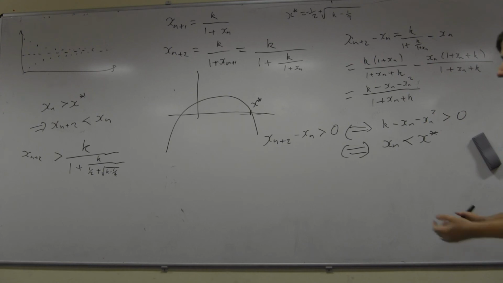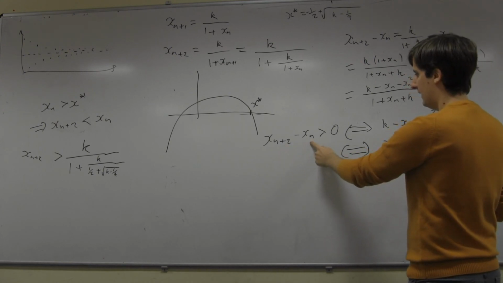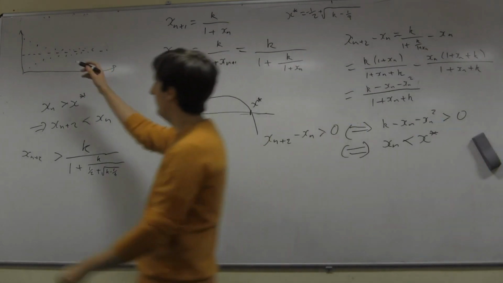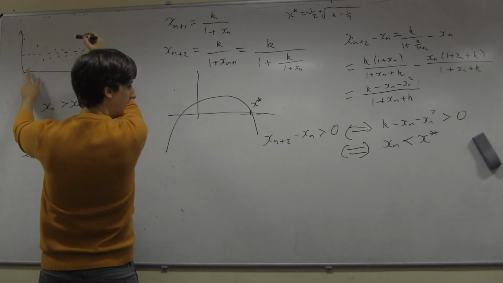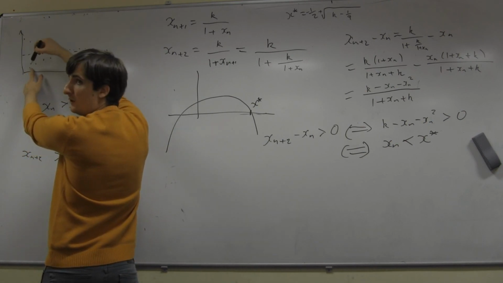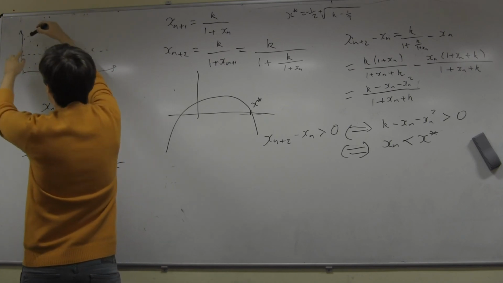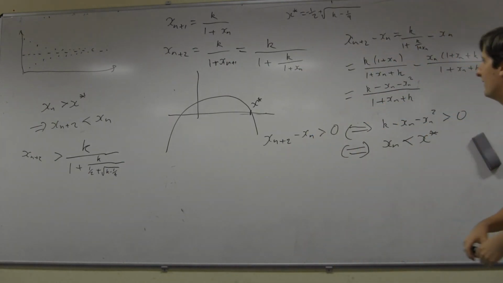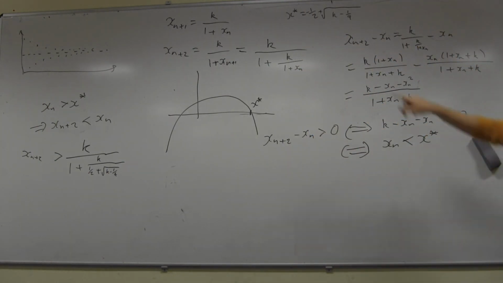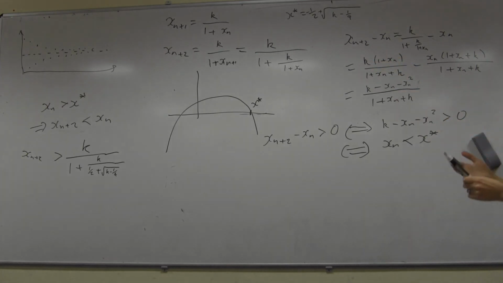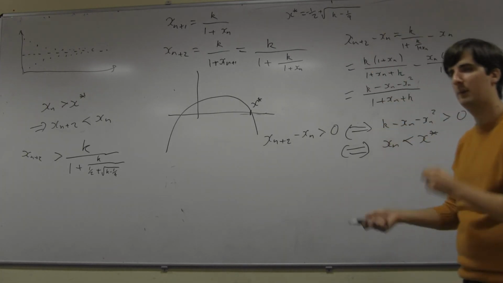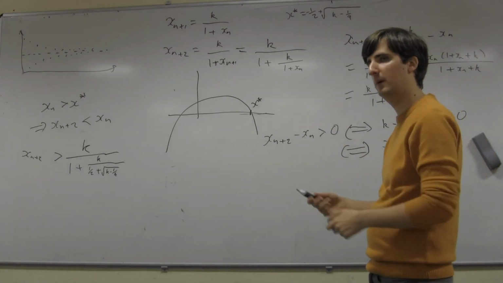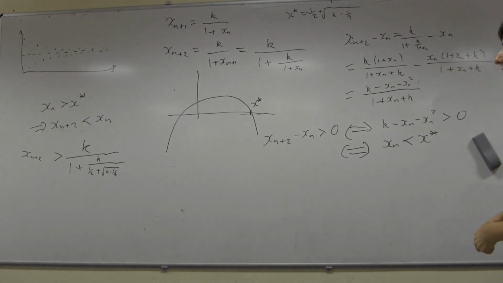So what have we proven? We've proven xn plus 2 is bigger than xn if and only if xn is less than x star, which is what we wanted. If you're less than x star, then you're increasing. If you're bigger than x star, then you're decreasing. So we got there in the end. I should have tried this to start with. It was an obvious thing to do, taking the difference between the things. We wanted to know whether xn plus 2 was bigger or smaller than xn, so looking at the difference between the two was the obvious thing to do.